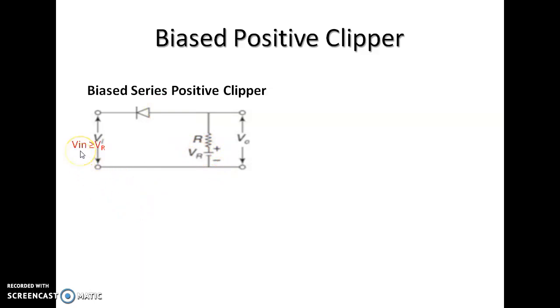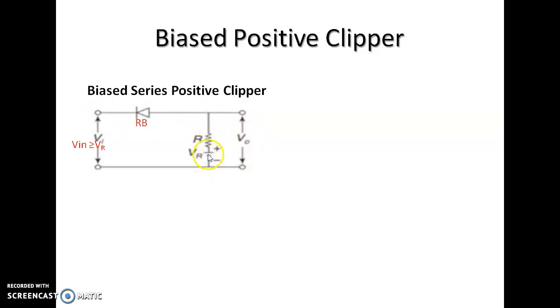When an input voltage greater than VR is applied here, actually this point of the diode is maintained at the level of VR. So when Vin greater than VR is applied to the cathode, the diode will be reverse biased. So it is equivalent to open circuit, no connection between the input and the output, but the output is taken across this arm.